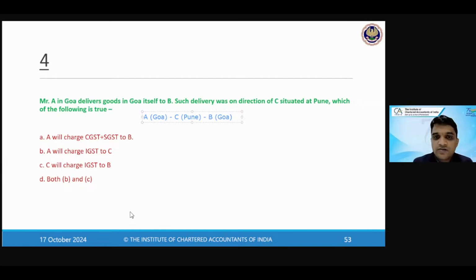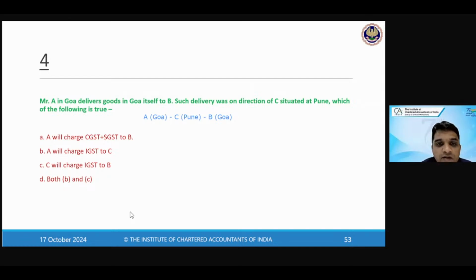This question you asked me also. So A will bill to C, C will bill to B, because who has got the contract? C has got the contract. C has told A, boy, you deliver to your person B who is in Goa, correct? But even though the goods are moving within the state, you will not charge intrastate, because in a bill to ship to transaction, A will bill to the person who has made the order. Now C has given the order, because such delivery was made at the direction of C.